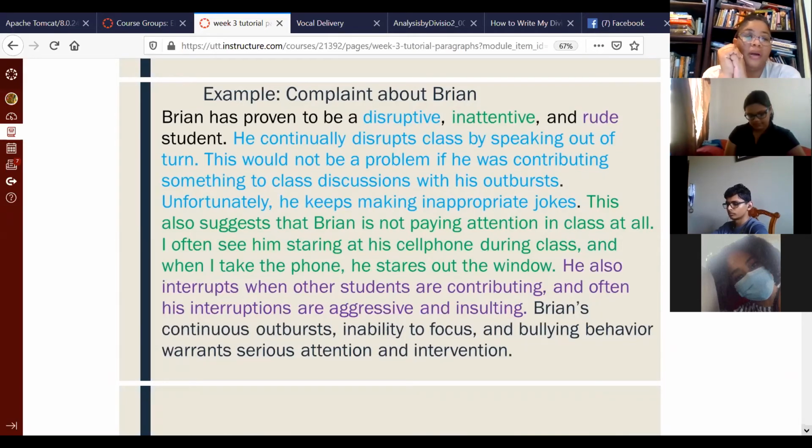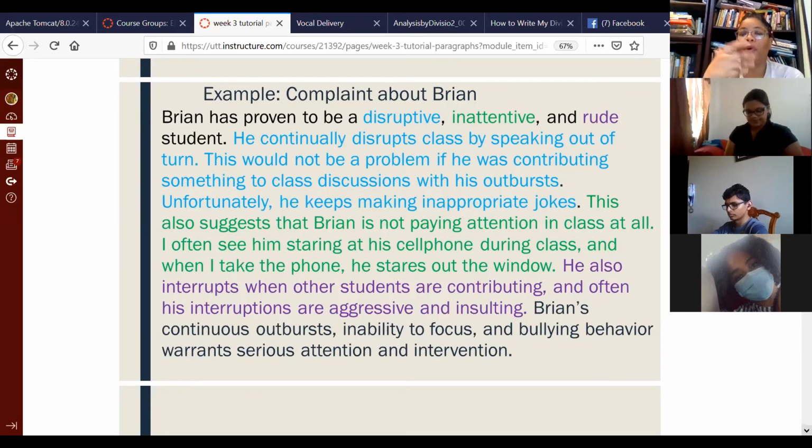Right, so I have a basic definition. He continually disrupts class by speaking out of turn. Right, and then showing how this is disruptive. So he speaks out of turn. He has frequent side discussions and outbursts and makes inappropriate jokes. So these three examples show how he's disruptive. He's actually intervening in class discussion, interrupting class discussion. So I've grouped all my disruptives together.